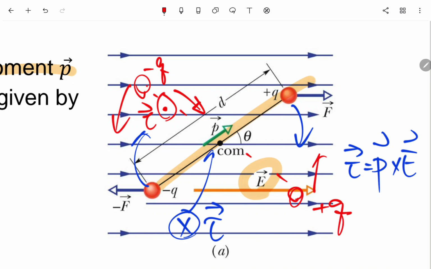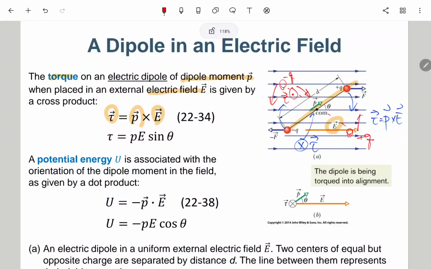So there will be a torque acting on this electric dipole. If you need to calculate the magnitude of this cross product, it will be the magnitude of P times the magnitude of E times sine of theta. Theta is the angle between these two vectors.